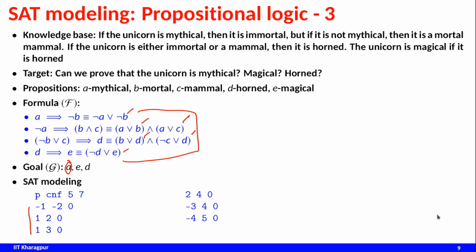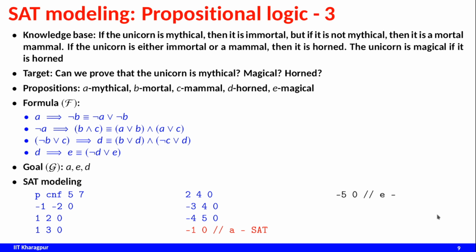So I'm not elaborating here, but you can just look into that. Like if you look into this clause, it is -1, -2. So I get -1, -2, and similarly for the other clauses as well. Now for every goal I have to just check whether that is satisfiable or not. So when I would like to check A, I add this extra clause -1 0, and I just run the SAT solver and I get SAT. So effectively that means I cannot conclude whether it is mythical or not.